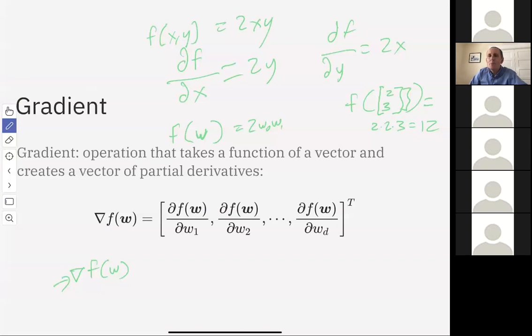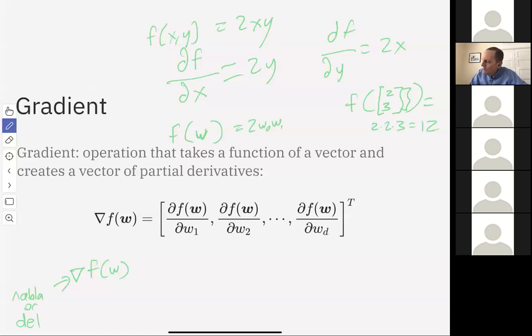and the name of this operator, does anyone know the name of this operator? Laplacian? The what? No, never mind. I believe it's Nabla is its original name, but more often, and so if you use LaTeX, that's what it uses, del. So del f of w.